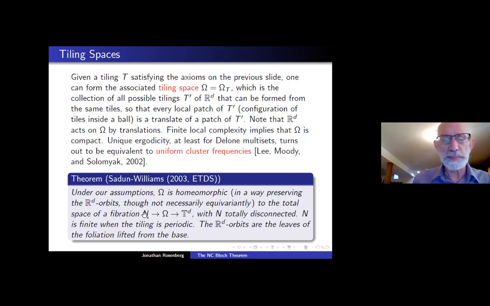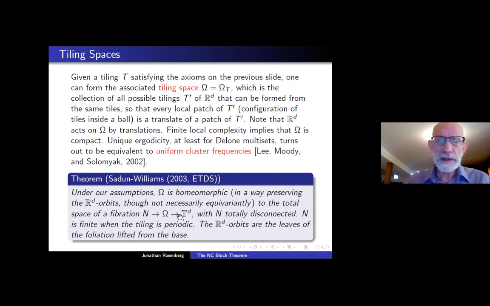Now, if the fiber were just a point, that would say that omega is T^D, and this is exactly what you would get from a periodic tiling based on a lattice. And for other kinds of crystallographic groups, this fiber is finite and you still get something like this. But when you have a non-periodic tiling, then typically this fiber is a Cantor set. So the omega is compact, but it's definitely not a manifold. It fibers over a torus, but the fiber is typically a Cantor set.